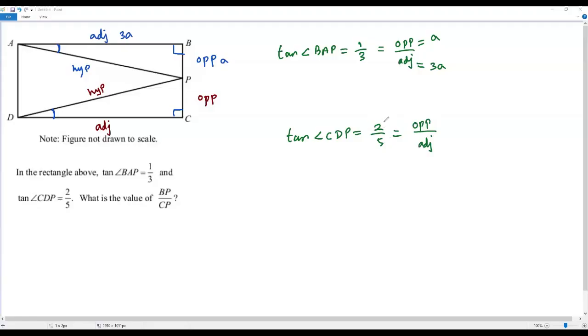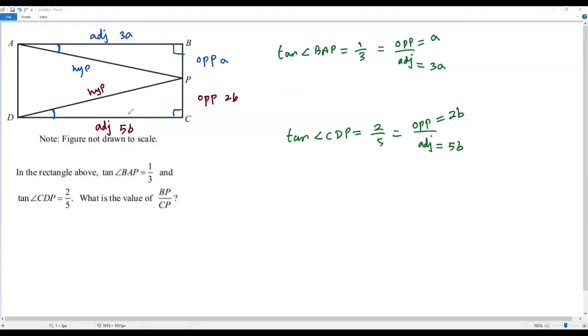Okay, now from this ratio, if I want to get the lengths of the opposite side and adjacent side, I have to multiply the terms of the ratio by the same non-zero number. To get the length of the opposite side, I multiply the number corresponding to the opposite side by some non-zero number, say B, then we get 2B as the length of the opposite side. And to get the length of the adjacent side, we multiply 5 by the same non-zero number B, that is 5B. So in this right triangle PDC, the length of the opposite side is 2B, the length of the adjacent side is 5B.